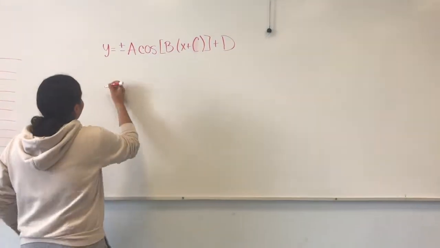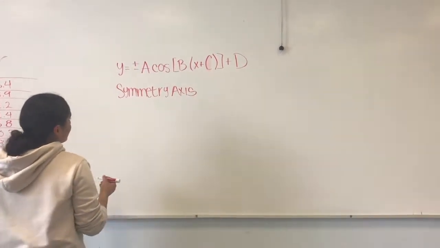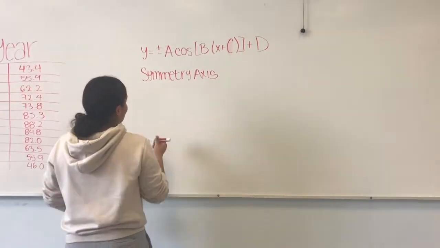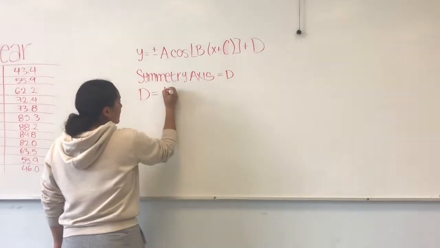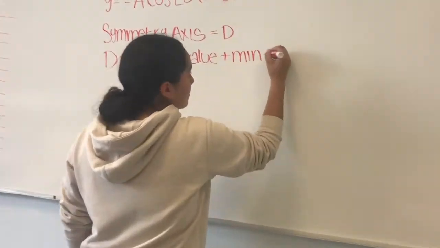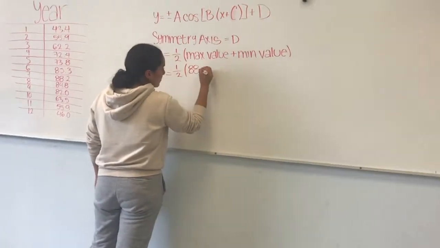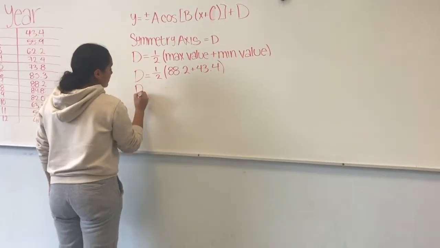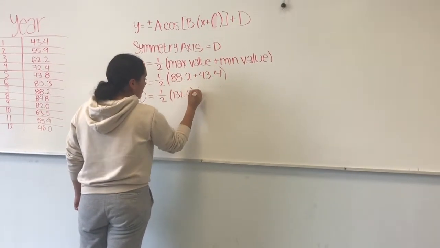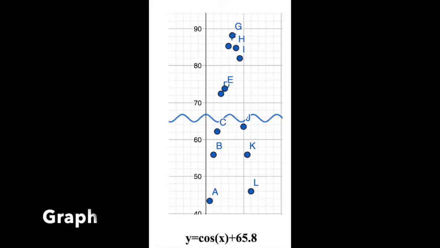To find the value of the symmetry axis, we know that it equals d. d equals 1/2 times the maximum value, 88.2, plus the minimum value, 43.4. Then d equals 131.6 over 2, and d equals 65.8. Our function ends up being y equals cosine of x plus 65.8.